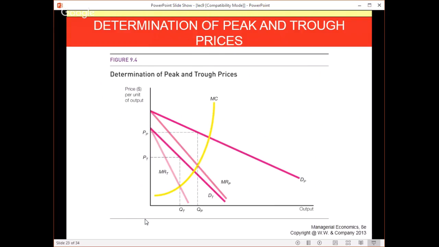So in this case, I have an upward sloping marginal cost curve. During the peak, I'm going to generate QP and charge TP. And during the trough, I'm going to generate QT and charge PT, right? So I charge a lower price during the trough and a higher price during the peak.